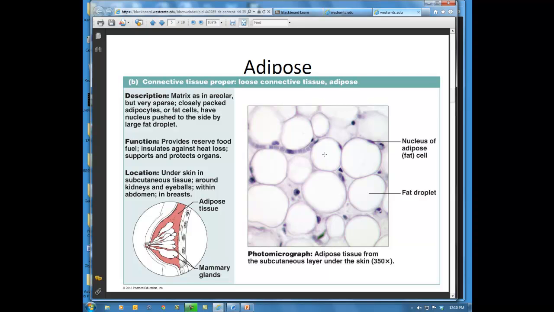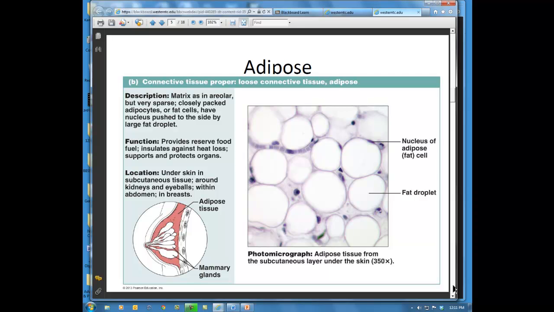thin-walled cells because the nuclei has been pushed to the edge because of the large fat droplet inside of each cell. So think of chicken wire when you look at adipose tissue, because it's very uniform in appearance, lots of large open cells. Again, it's a connective tissue. It's found underneath the skin, and we also find more of it in the breasts of the adult female.